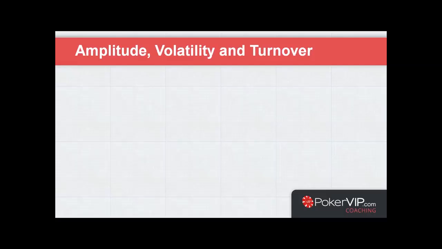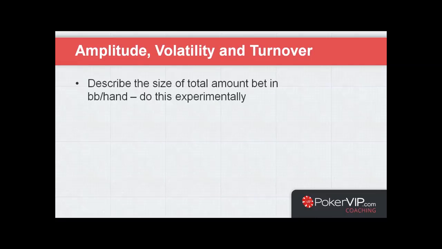The words amplitude, volatility, and turnover are going to be used pretty much synonymously here. Volatility actually has a specialized meaning inside of time series analysis, but for our purposes, we'll treat each of these terms interchangeably. What we're actually trying to accomplish is to describe the size of the total amount bet in big blinds per hand. And we're going to do this empirically. That is, we are going to actually go inside a database, could be your database or mine or a third-party database, and actually try to come to a valid determination of what this number might be.